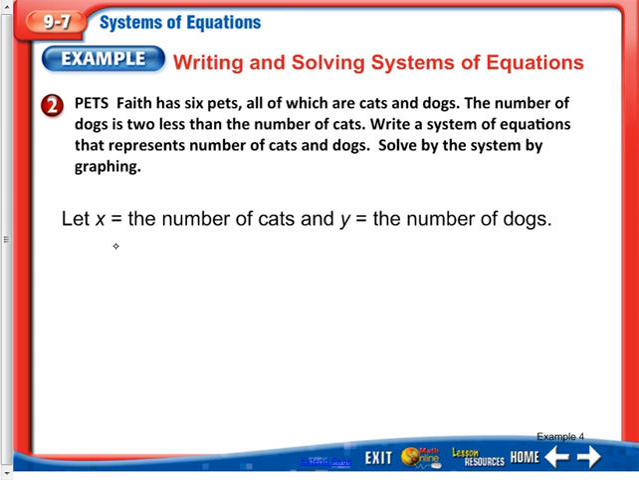Sorry about that. Let x equal the number of cats and y equal the number of dogs. So it says Faith has 6 pets, all of which are cats and dogs. So let me say x plus y equals 6. So that's one of my 2 equations.